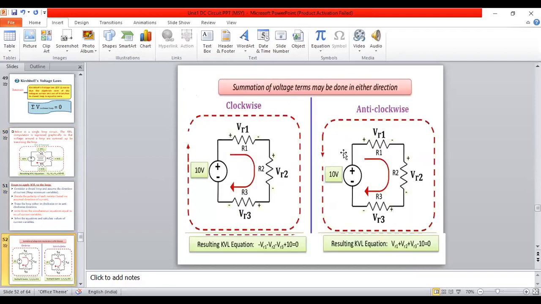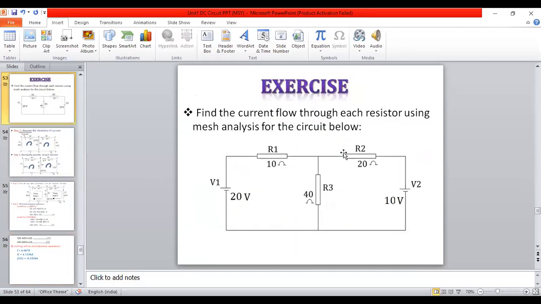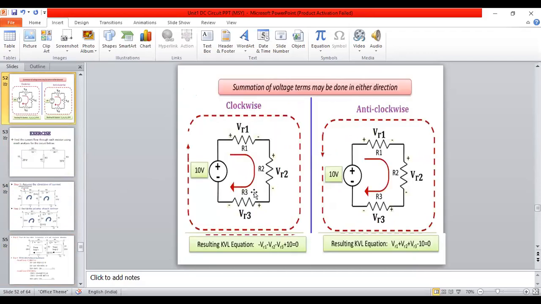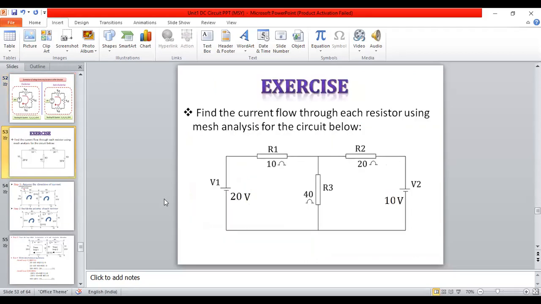So based on that, yesterday I took this one in the clockwise direction, and this one we considered in the anti-clockwise direction. In the reverse we have considered that one, and according to that we have written the formula also. So consider this example. Suppose we are given this: find the current flow through each resistor using mesh analysis here now.